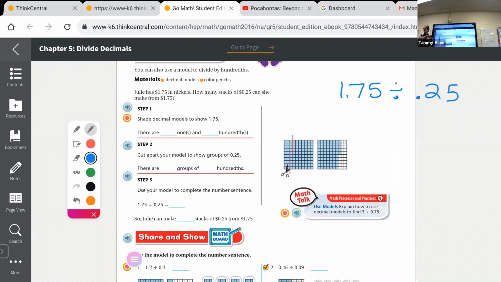If I want to know how many 2,500s I have, I can find groups of 2,500s there, correct? So I can shade in 2,500. I can find another group of 2,500s there. I got 2 groups so far. I can find another group of 2,500s there. I've got my next group of 2,500s there.